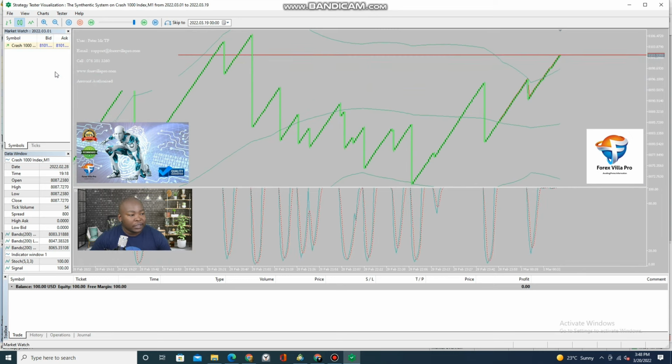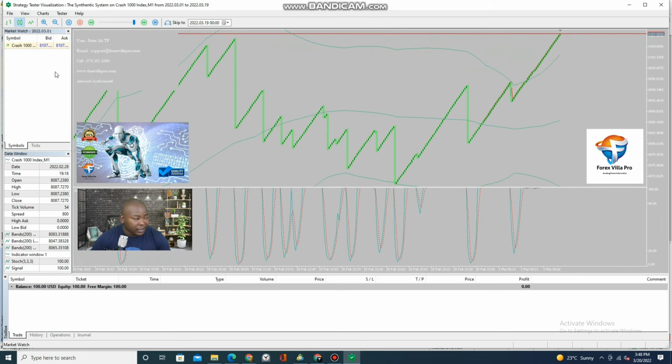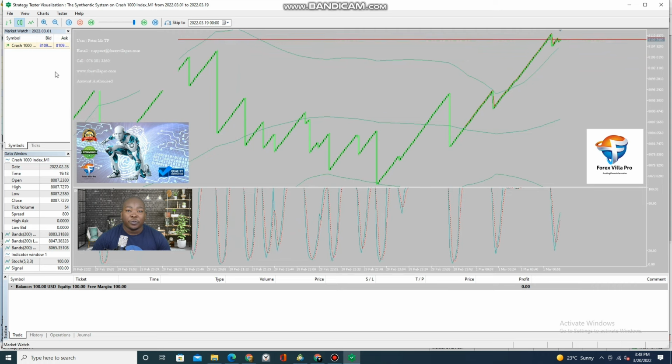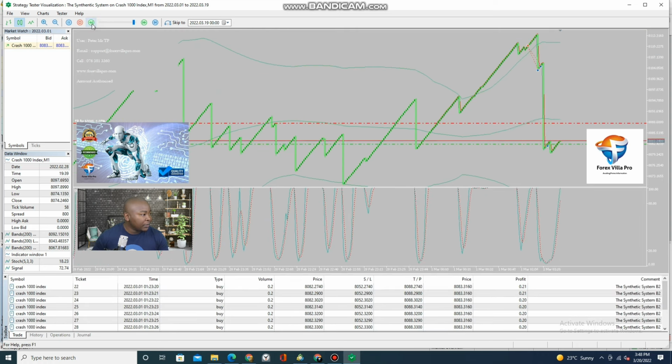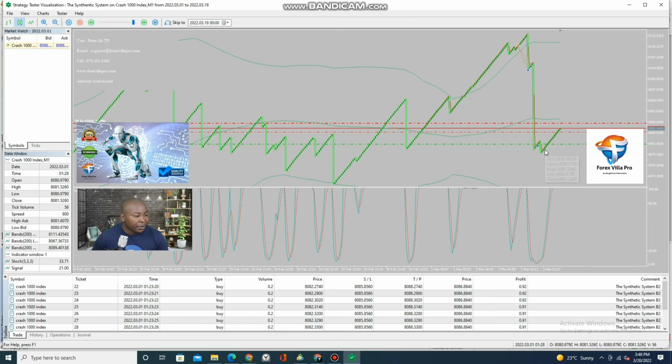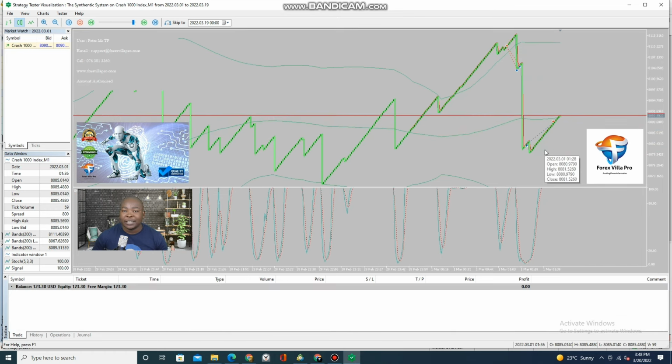You have your strategy tester visualization on. I'm just going to remove the grid. The way this is structured, it uses the Bollinger Bands and the stochastic indicator to find high probability trading setups. Just like you see right now, it just entered a sell. It's a little bit fast, let me decrease the rate. Another buy over here. Look at that. It just hit TP right now.